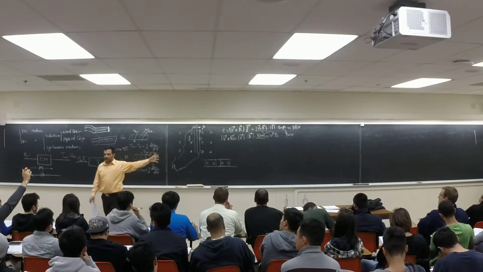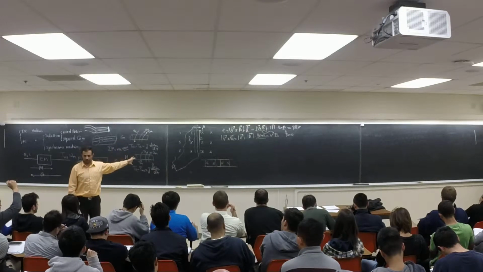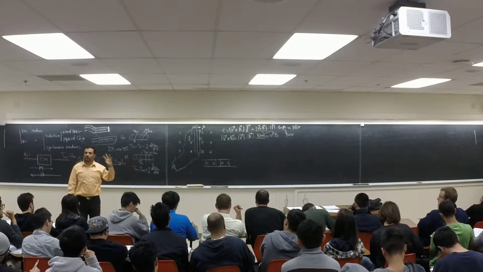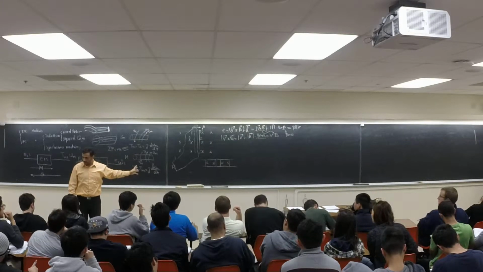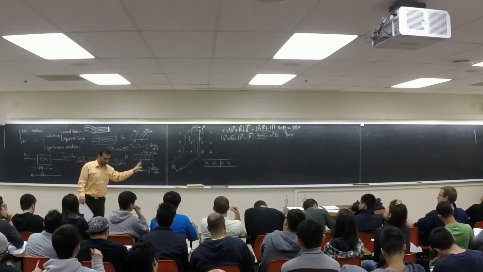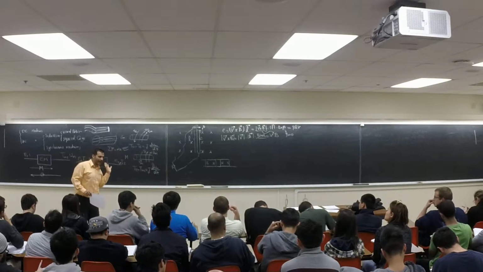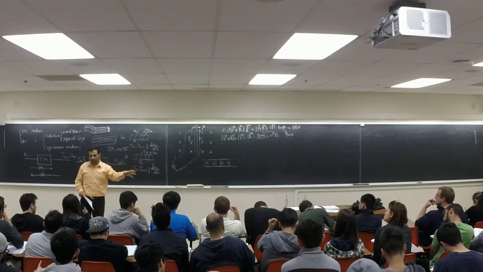This is how generators work, based on this one. You have a conductor moving in a magnetic field using a mechanical force, so it's going to generate electricity. So we are converting mechanical power to electrical power.